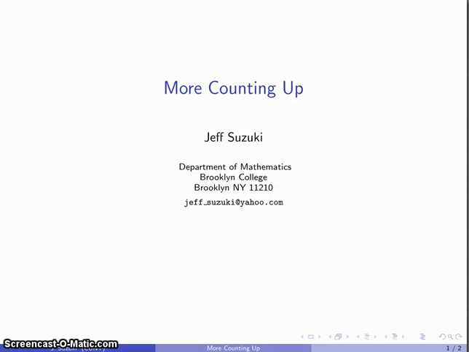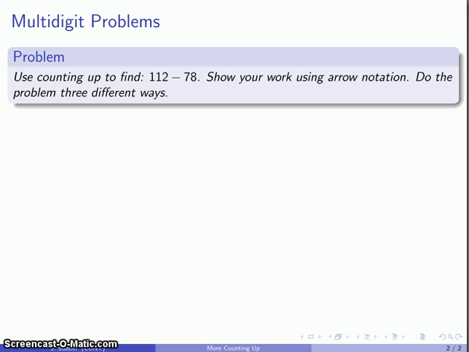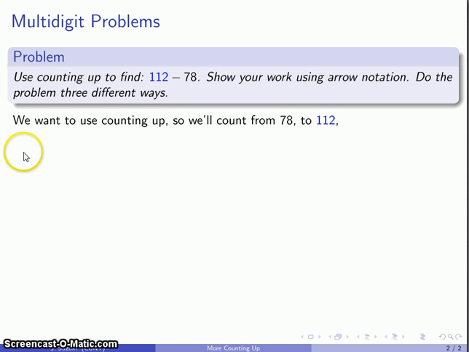Alright, so let's take a look at another example of counting up. For example, use counting up to find 112 minus 78, and note that this problem is asked in a very specific fashion. First off, we want to use the method of counting up. We want to count up from 78 to 112. We do also want to show our work using arrow notation, and so let's go ahead and take a look at how that goes.